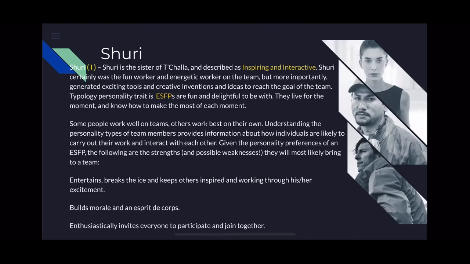Her typology personality trait is ESFP, which is fun and delightful to be with. They live in the moment and know how to make the most of each moment. Under this personality, some people work well on teams, others work best on their own. Understanding the personality types of team members provides information about how individuals are likely to carry out their work and interact with each other. Given the personality preferences of ESFP, the following are strengths and possible weaknesses they will most likely bring to a team.